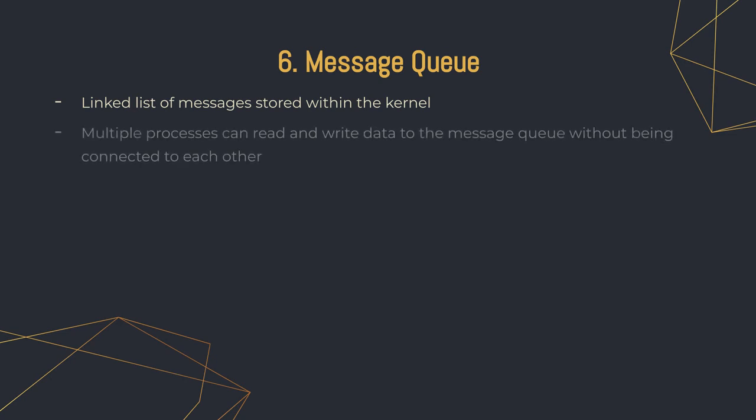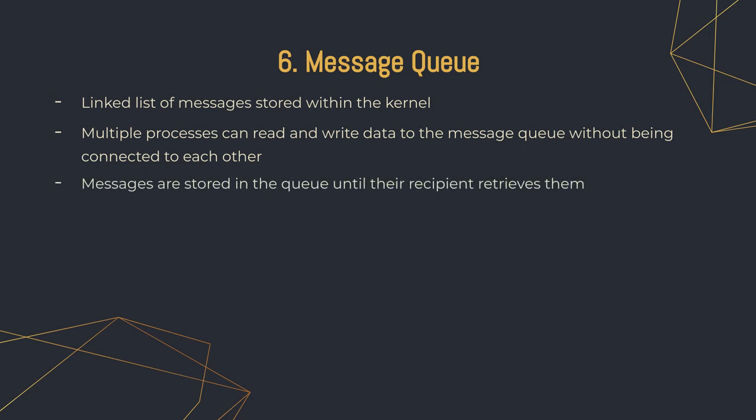Lastly, we have message queues. Now, message queues are simply a linked list of messages stored within the kernel and identified by a message queue identifier. So the sending process places a message onto a queue which can be read by another process. Each message is given an identification so that the processes can select the appropriate message. Now the processes have to share a common key in order to gain access to the queue in the first place.